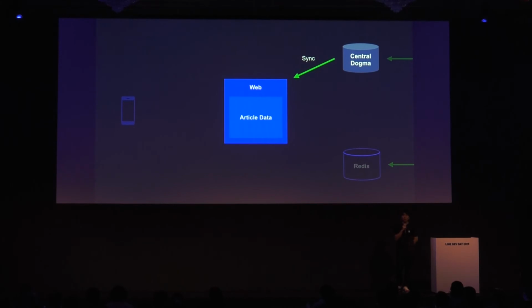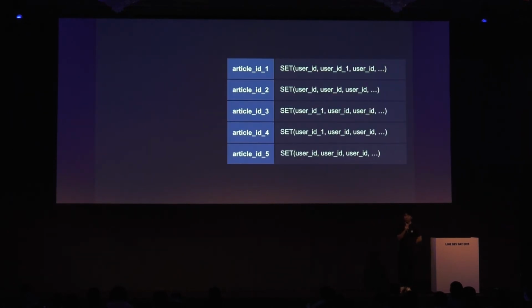The Central Dogma client is detecting the change in Central Dogma, and they store the data on the client side. So the web server already has the article information. So if there is a request from the user, first, from Redis, we get the article IDs for that user. So let me tell you how we do it. This kind of mapping data is there.